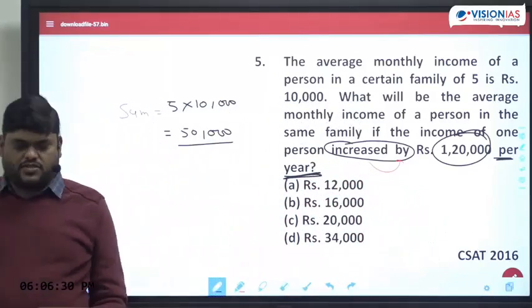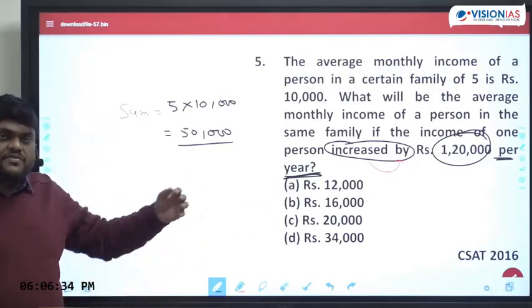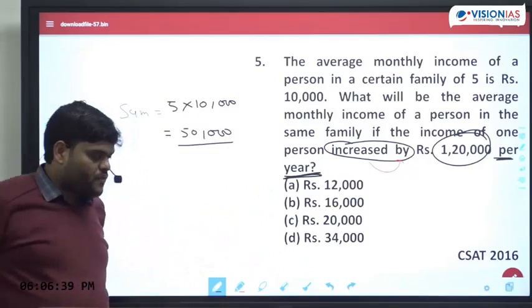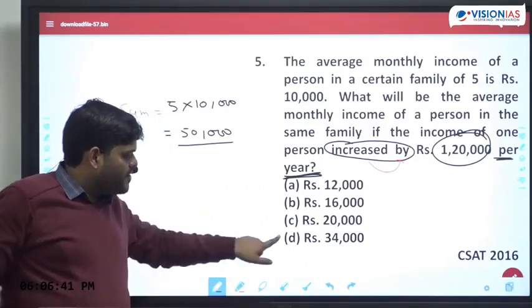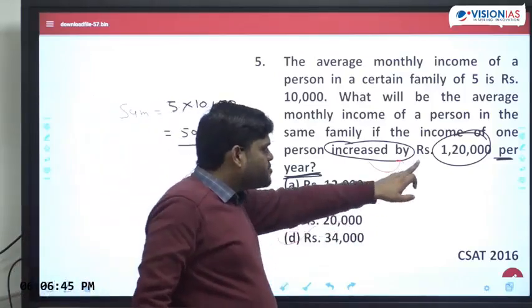Yes, sorry for that. I missed that statement. I become very casual, and that's why this is UPSC. They will do it like this, and people will mark D as the answer, but D is not the correct answer. This is an increase by per year.